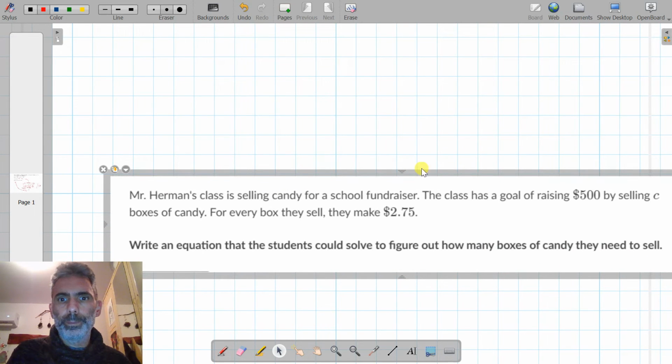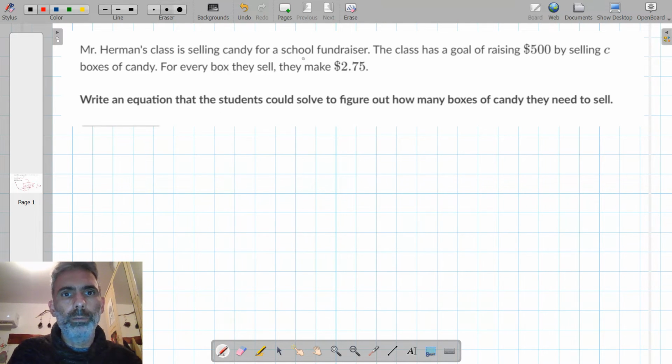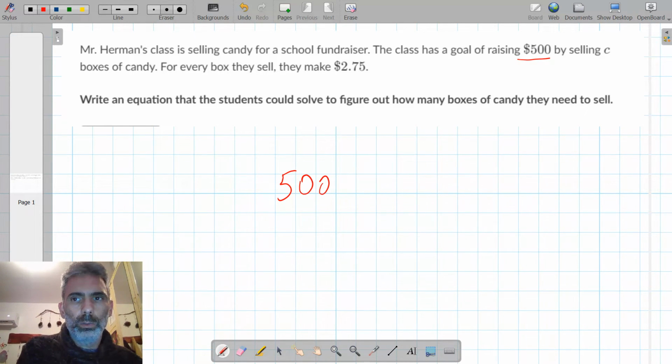Okay. Mr. Herman's class is selling candy for a school fundraiser. The class has a goal of raising $500 by selling C boxes of candy. So we know that their goal is 500, and in order to reach that goal, they need to sell C number of boxes of candy. For every box they sell, they make $2.75.